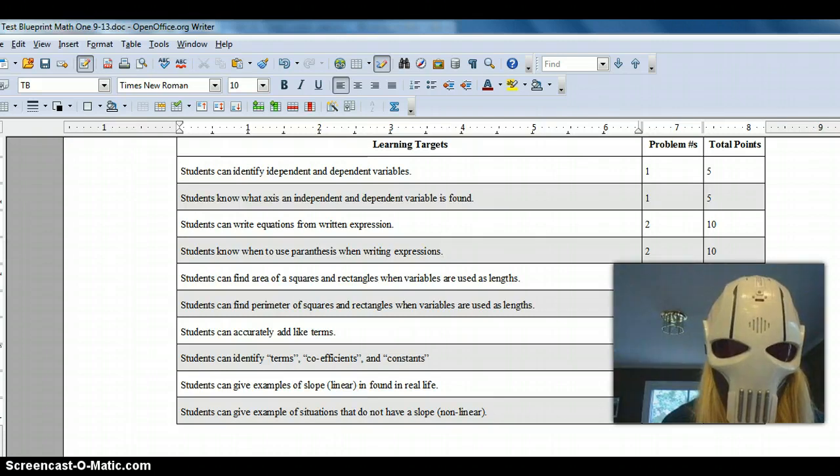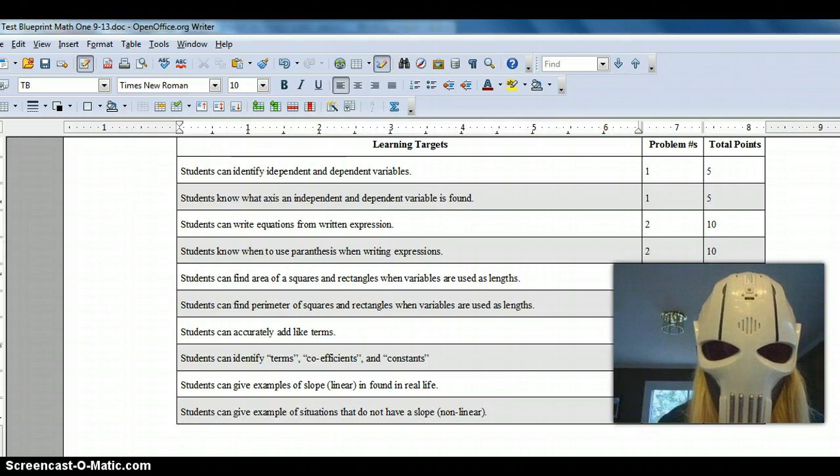Now make sure that you're making good test questions, because Grievous wants you to. Grievous would not be happy if you did not come in with some challenging test questions. Don't be subjected to Grievous.